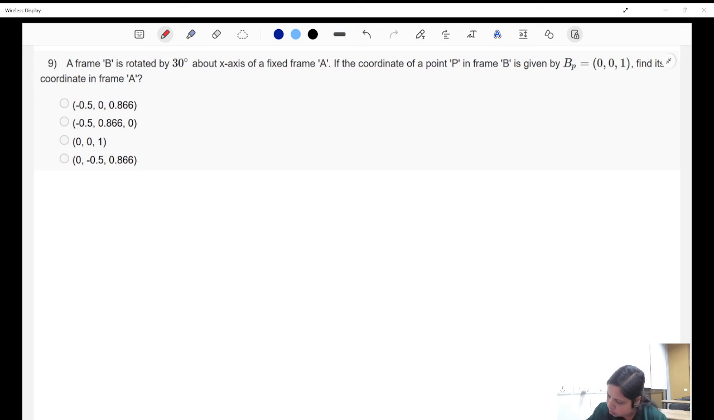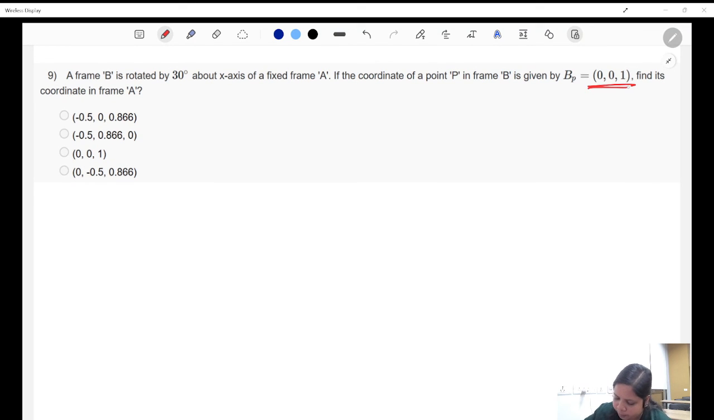Now, this is your point in the B frame. So frame B is rotated by 30 degrees about the x axis. So we need to take into account Rx about a fixed frame A. If the coordinate of point P in frame B is given by BP equal to 0, 0, 1, then what is its coordinate in frame A? We are supposed to find this, right? So, you know, AP is equal to R.